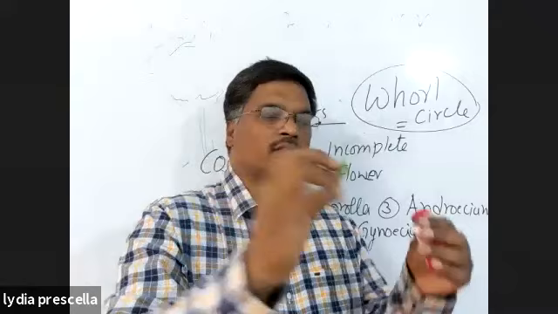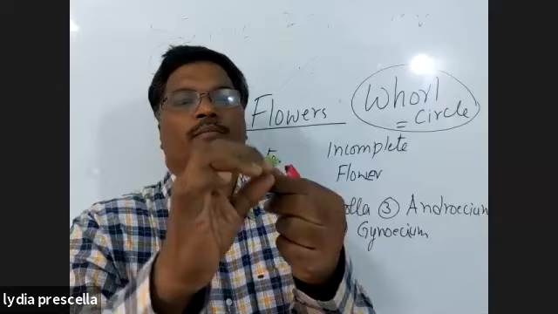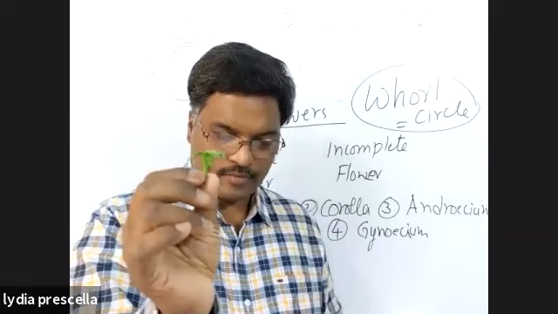And calyx is the first whorl of the flower. Number two, it is a collection of sepals. This is one sepal, this is another sepal. There are many sepals. Number three, it is green in color. And four, it protects the flower in the bud stage.